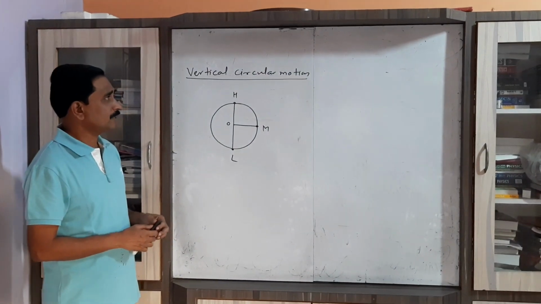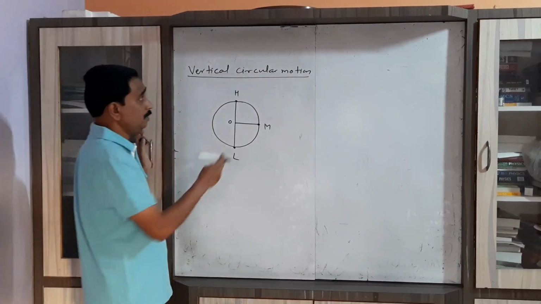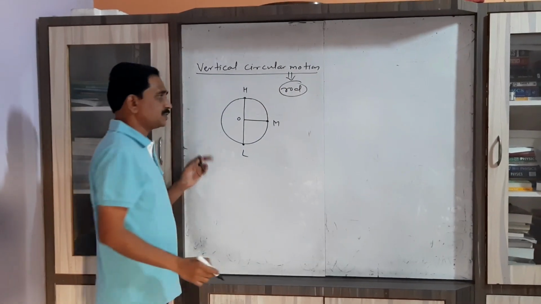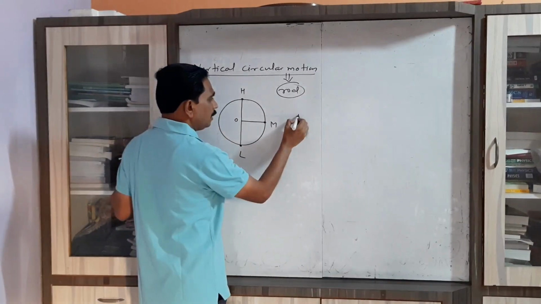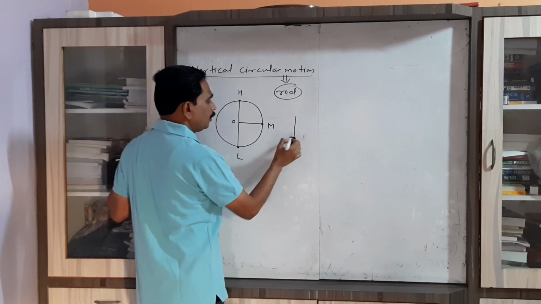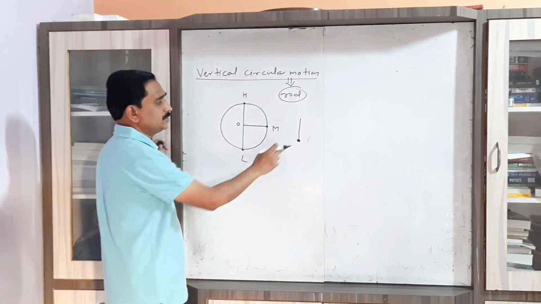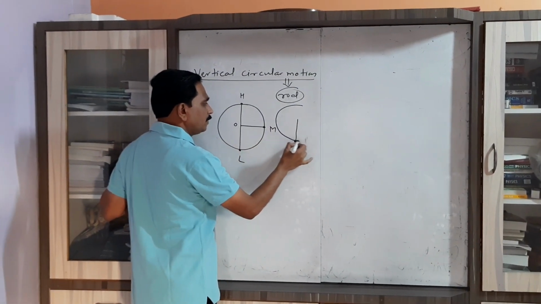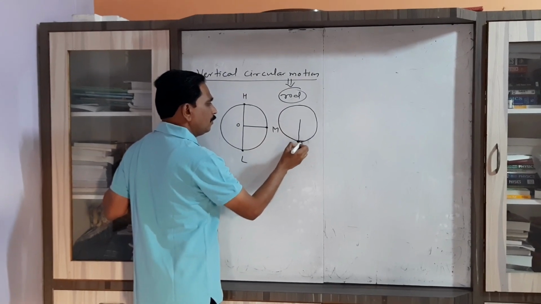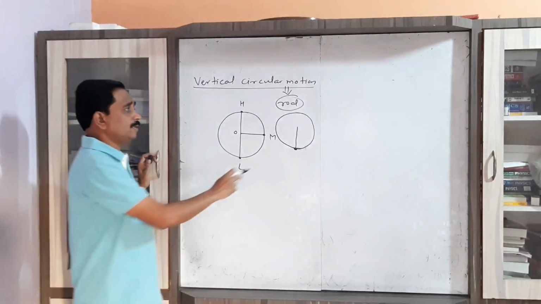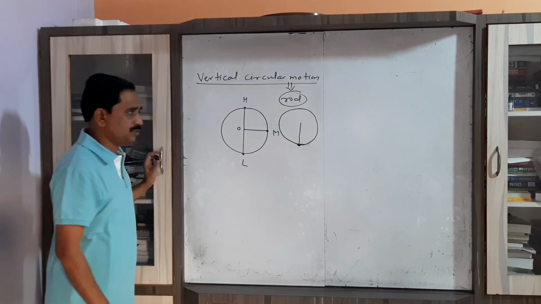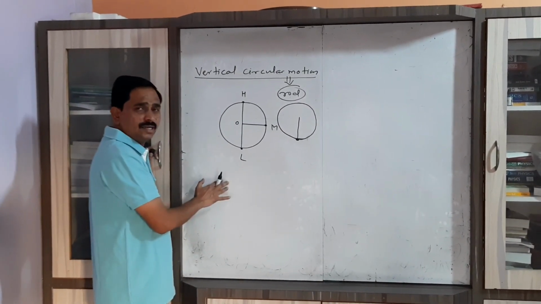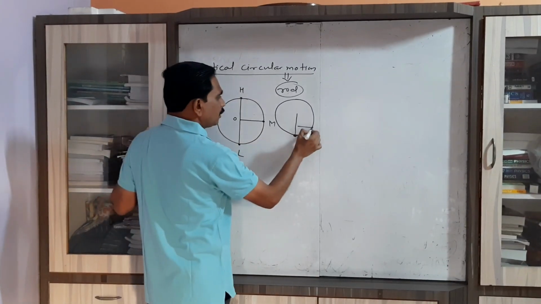Now here we have to consider the vertical circular motion, but by using a rod. Instead of a string, if you take a rod and at the lower end of the rod we consider a body of mass m, and it is whirled in a vertical plane, it also performs vertical circular motion. Now what is the basic difference when we consider the string and when we consider the rod?